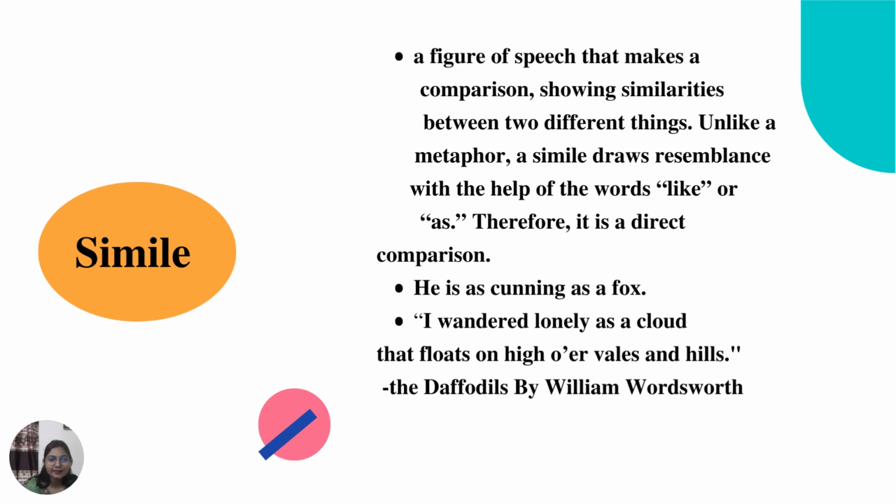And let's look at another example from the poem The Daffodils by William Wordsworth. "I wandered lonely as a cloud." Here, the narrator says, I wandered lonely as a cloud. We can see that the word as is mentioned in this line. And here, the narrator is comparing himself with a cloud, and also saying that he is lonely. So we can see what the narrator is comparing himself with. So he is as lonely as the cloud, and therefore it is an example of simile.